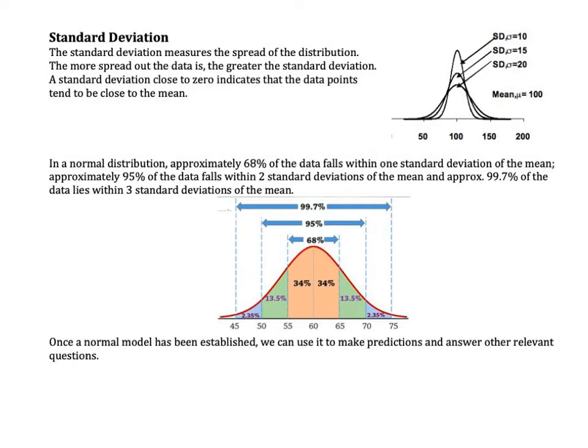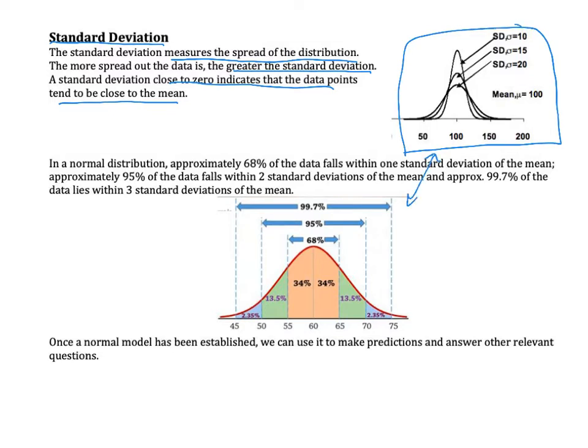Okay, so I just threw out the word standard deviation. I think all of you know what mean is, the average, but what does standard deviation represent? The standard deviation measures the spread of the distribution. The more spread out the data is, the greater the standard deviation. A standard deviation close to 0 indicates the data points tend to be close to the mean. So we have a little example over here. I'm going to toggle between this example and this one here to talk about what these values are and why they look a little bit narrower and skinnier through here versus spread out a little bit more.